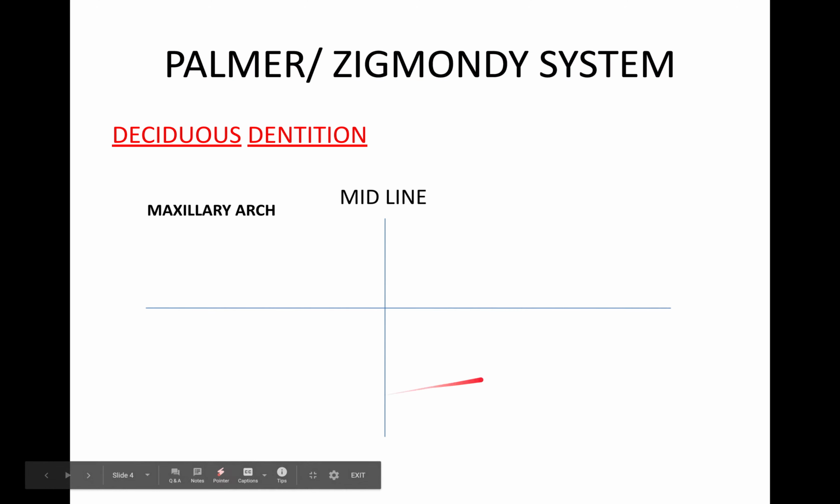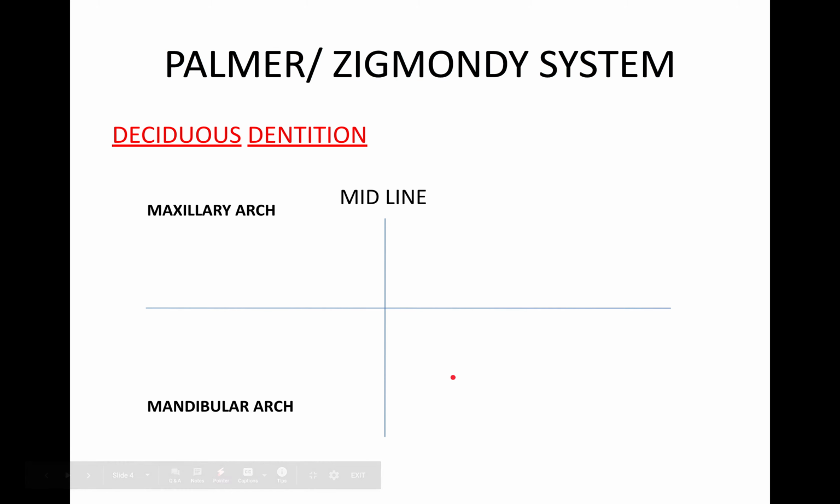This one is right side and this one is left side. So this is maxillary arch and that is mandibular arch. Now again, alphabet is for deciduous teeth, so this is A. If we talk about right side maxillary, we have mentioned it like this, A. Sorry, I don't have a marker, so just imagine this pointer goes like this, this is A.